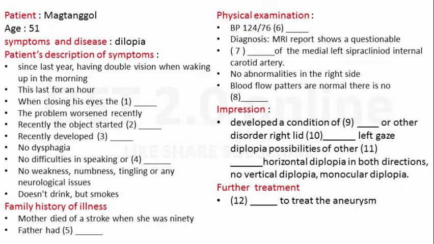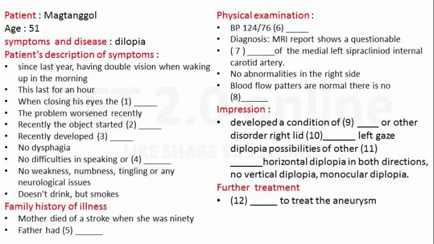I've also discontinued my job due to the diplopia problem. There's no temporal fluctuation to the double vision. Very recently, over the past week, I've developed supraorbital pain on the right side. Your age? 51, Doctor. Do you have any problems with swallowing or dysphagia? No, Doctor. Any weakness, numbness, tingling, or any neurological issues? No, Doctor. Do you have any difficulty in speaking or dysarthria? No, Doctor. Are you on any medication or allergic to any medicines?